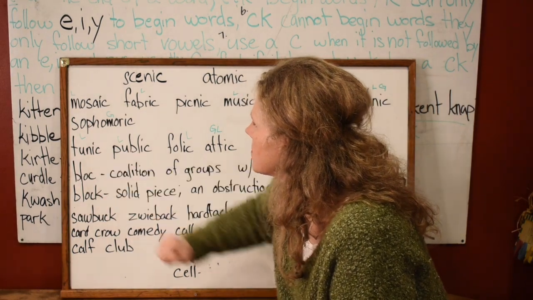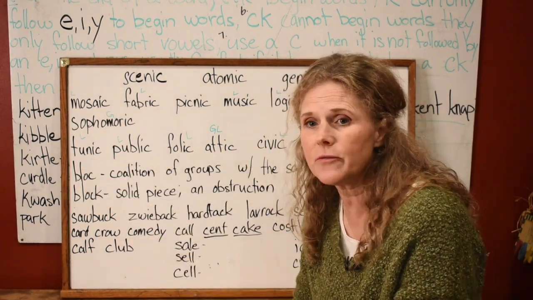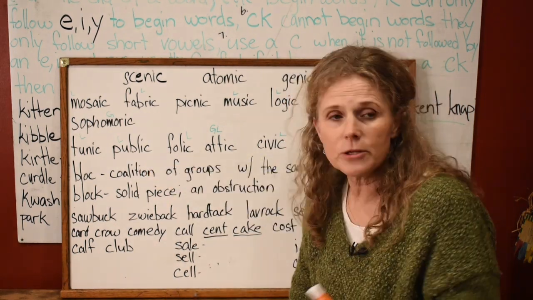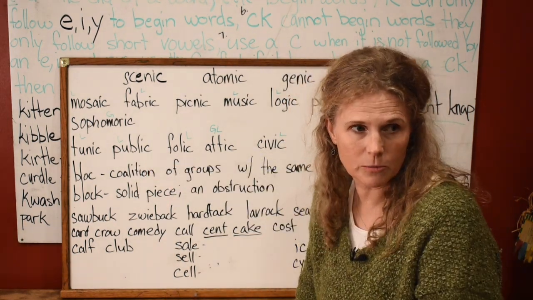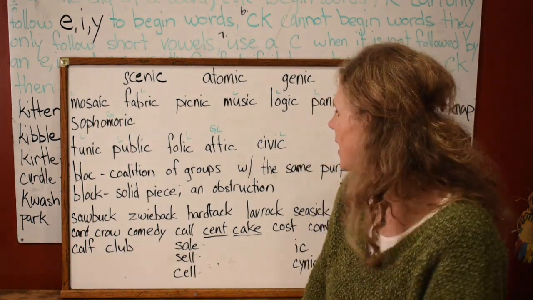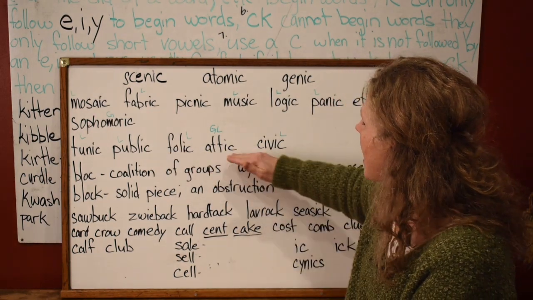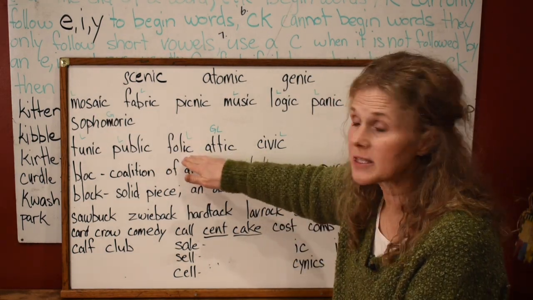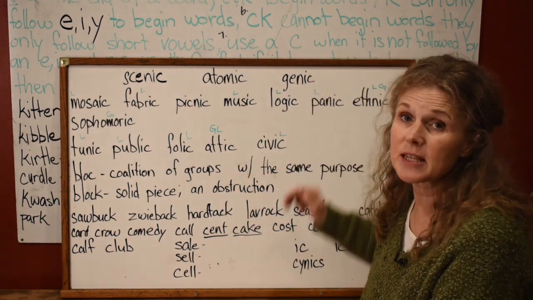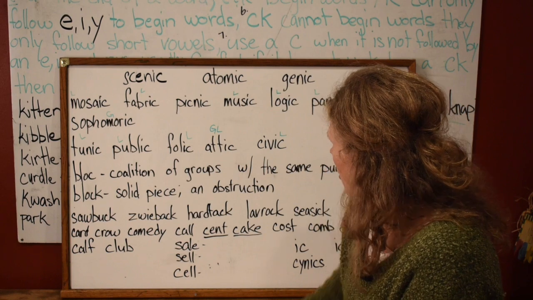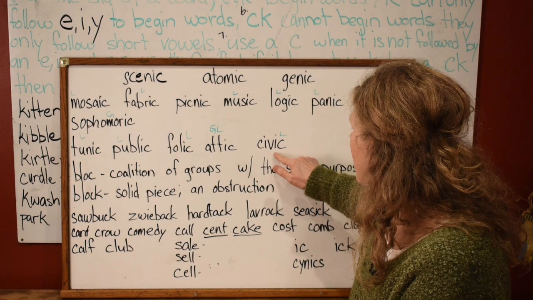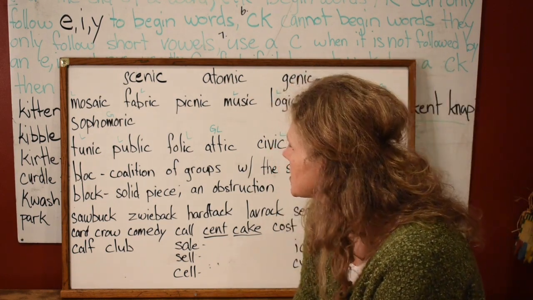So tunic, how do you spell ick at the end of a multi-syllable word, boys? I-C. Public, how do you spell ick at the end of a multi-syllable word? How do you spell ick at the end of a multi-syllable word, Paul? I-C. Phallic, attic. See, this is Latin. Attic is Greek and Latin origin. Civic is a Latin origin. So that's really important that you understand how to spell your ick at the end of a multi-syllable word.